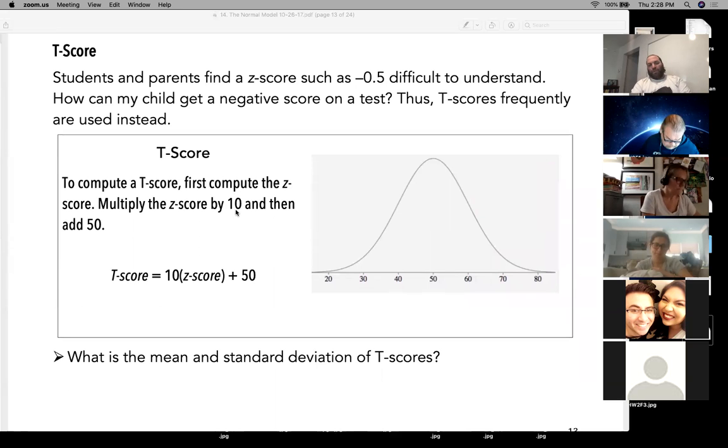Students and parents find a z-score, such as, for example, negative 0.5, difficult to understand. We understand it completely, right? What does a z-score of negative 0.5 tell us? It's negative, that far off from the standard deviation. So be more specific. Don't use words like that far off. Half, negative to the left. Negative 0.5, yeah, what is it?